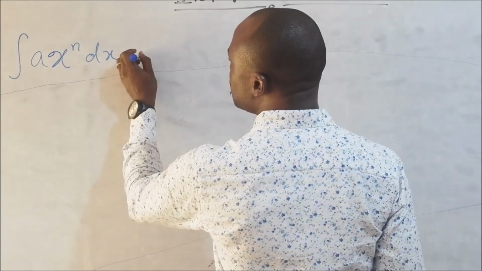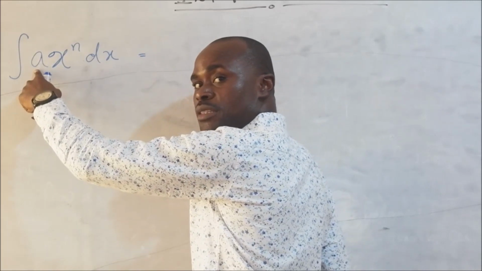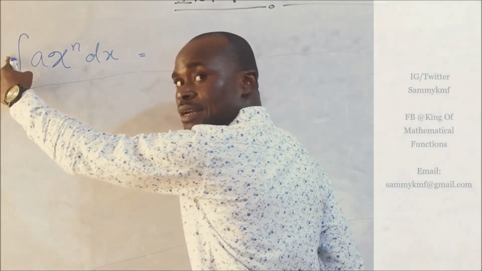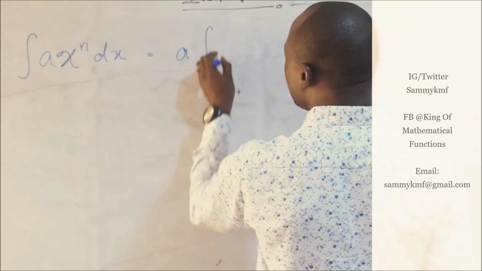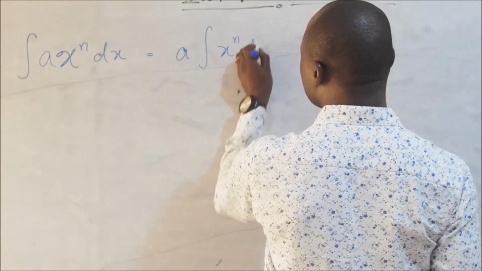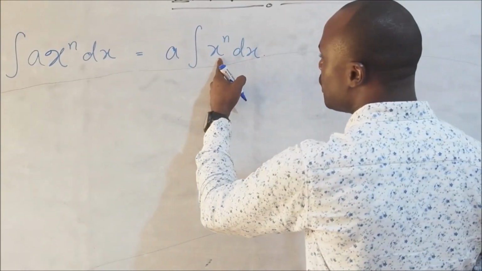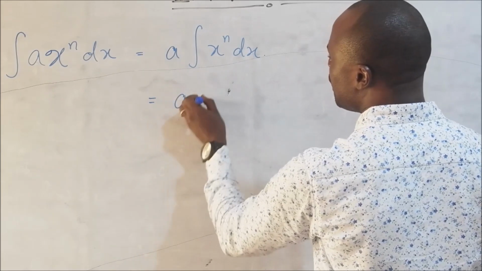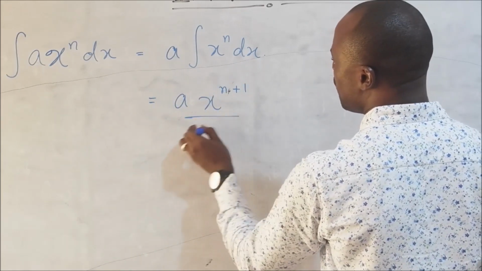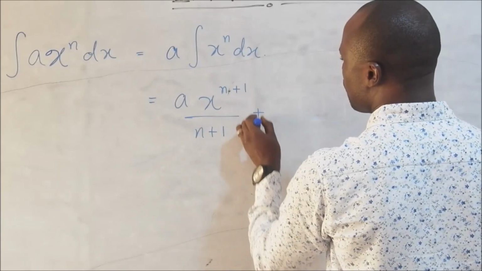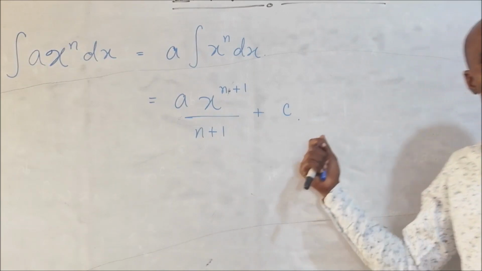For now, this will be the same thing as, remember in the properties, I told you that you can put this constant outside the integral sign and have a times the integral of x^n dx. Remember I said that. And the integral of this is the same thing as a x raised to the power of n plus 1 divided by n plus 1, plus an arbitrary constant c. So you leave a constant c.